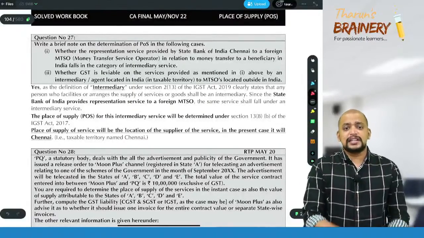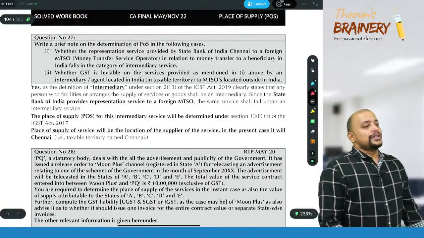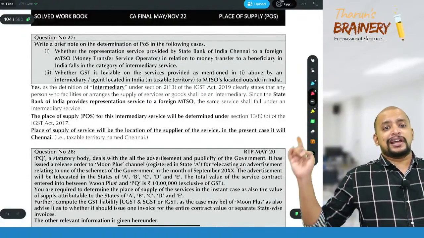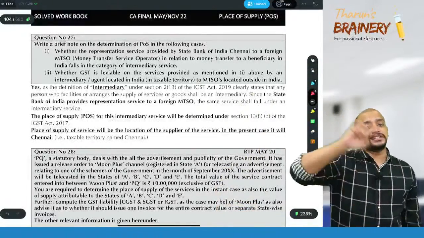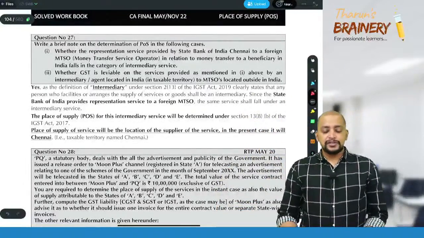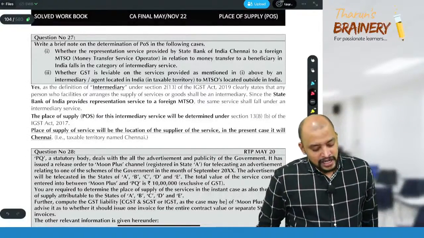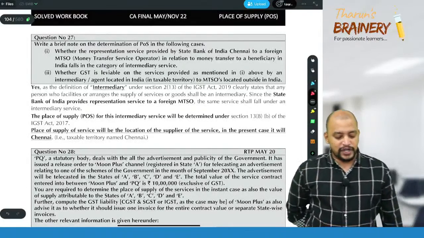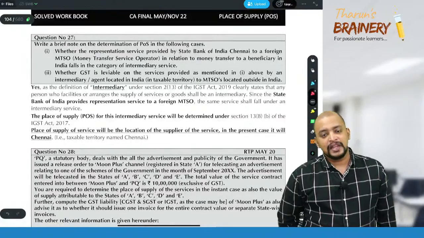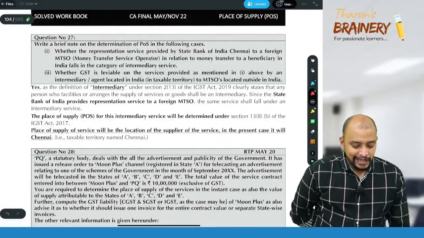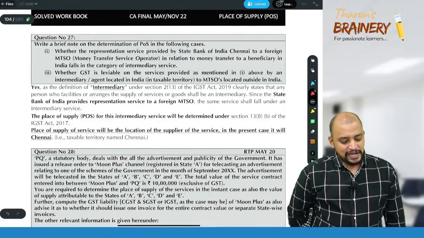This service is not exempted. Where is it given as exemption? So the transaction in foreign currency between banks, between forex dealers is exempted. So this is not the transaction, correct? It's an intermediary service. In case of intermediary services, what will be taken as the place of supply? Location of supplier. So location of supplier is where? Chennai. So that will be taken as the place of supply.